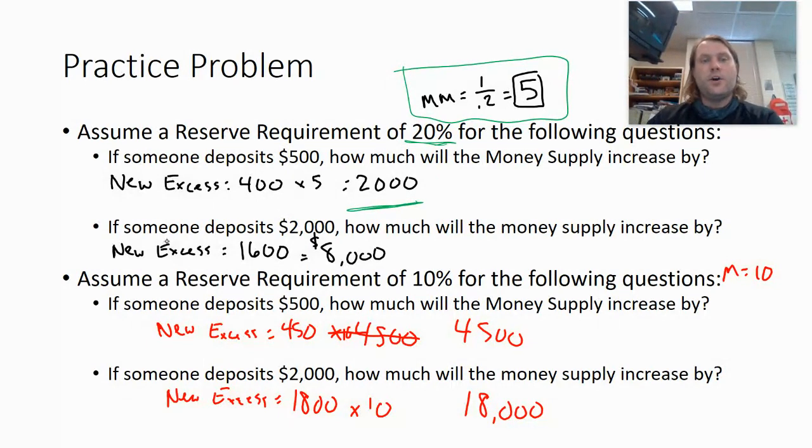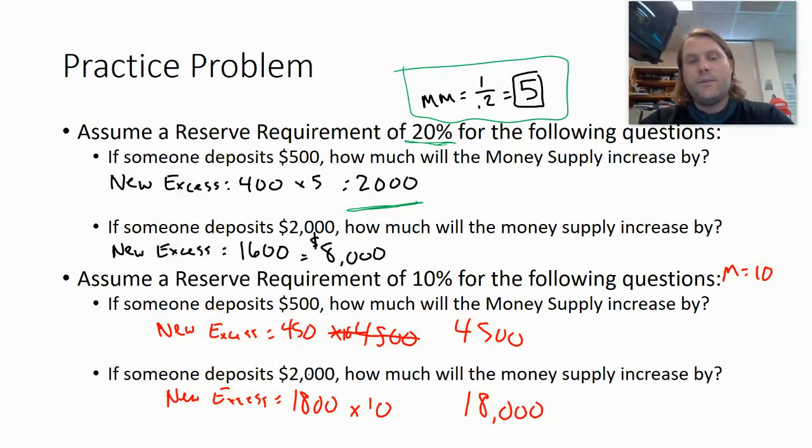I go through a few different problems. What's 20% of 2,000? Well, that's 400, so I can only loan out 1,600. 1,600 times 5 is 8,000. New multiplier, new numbers. Again, this is 10%. I've got to find 90% of 500, right? I usually take 10% out of the existing. That's how my brain works. So 450 times 10 equals 4,500.